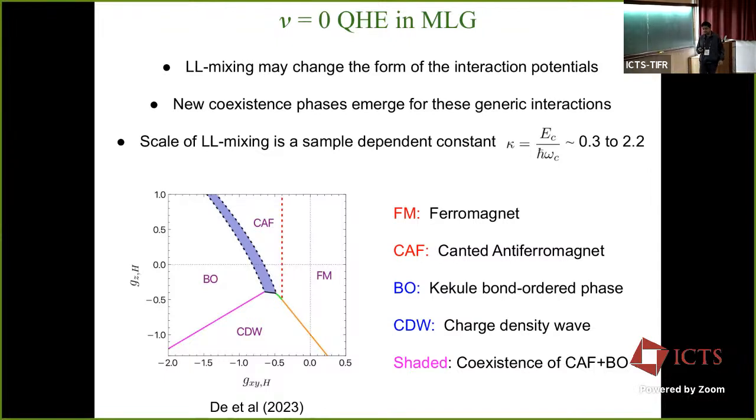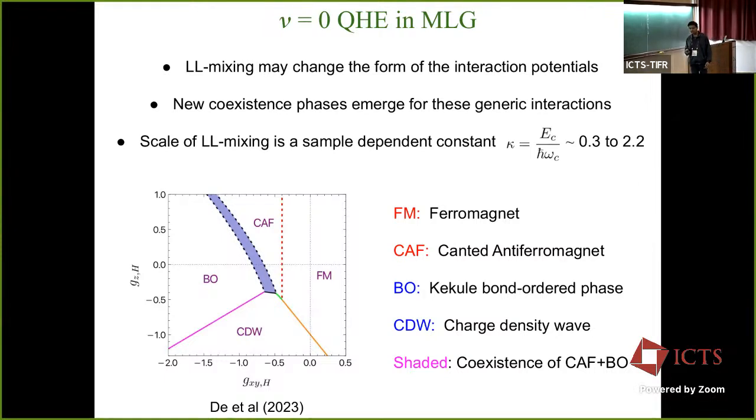This would be one way to reconcile the experiments. Now, the scale of these interactions, this Landau level mixing in monolayer graphene is a constant. It's the ratio of the Coulomb interaction to the cyclotron gap. And depending on your substrate, it can vary from something very small to something large. In freestanding graphene, it can be as large as 2. If you encapsulate the graphene in boron nitride, it can be much smaller.